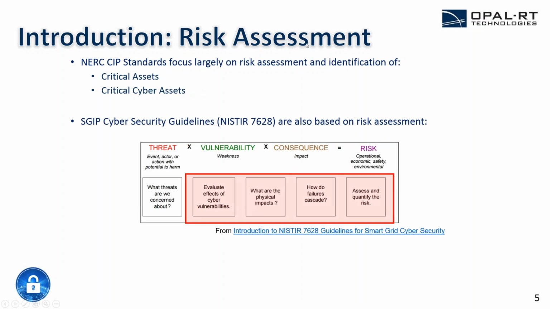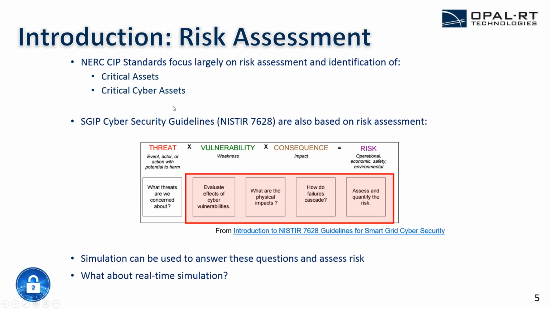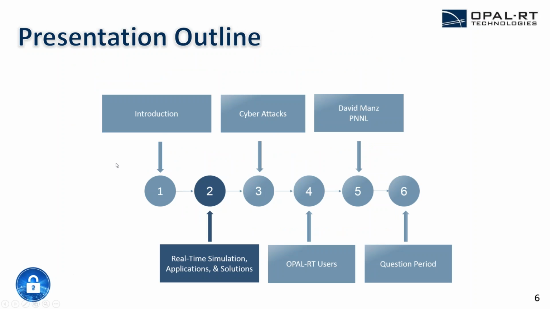And along the same lines, the NIST cybersecurity guidelines for smart grids are actually also based on risk assessment. So if we think of risk as a function of threat, vulnerability, and consequence, and we ask ourselves certain questions: what threats are we concerned about? How do we evaluate the effects of vulnerabilities? What are some of the physical impacts? How do failures cascade? And finally come up with a number. Well, simulation actually turns out to be a really great tool to come up with a risk assessment. But what about real-time simulation? How does that play into all this? So that's what I'll cover in the next section.